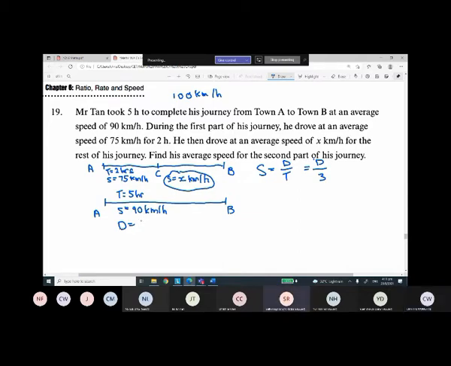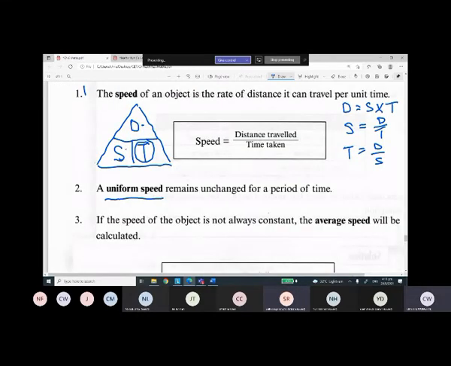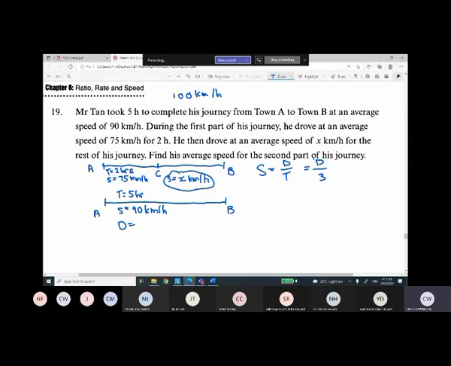Speed times time. Speed times time. You all learned already, isn't it? Yes, sir. Looking at the formula triangle. Distance equals speed times time, right? Yes, sir. This is the formula, okay? Distance equals speed times time, okay? So distance is equal to speed times time for A to B.